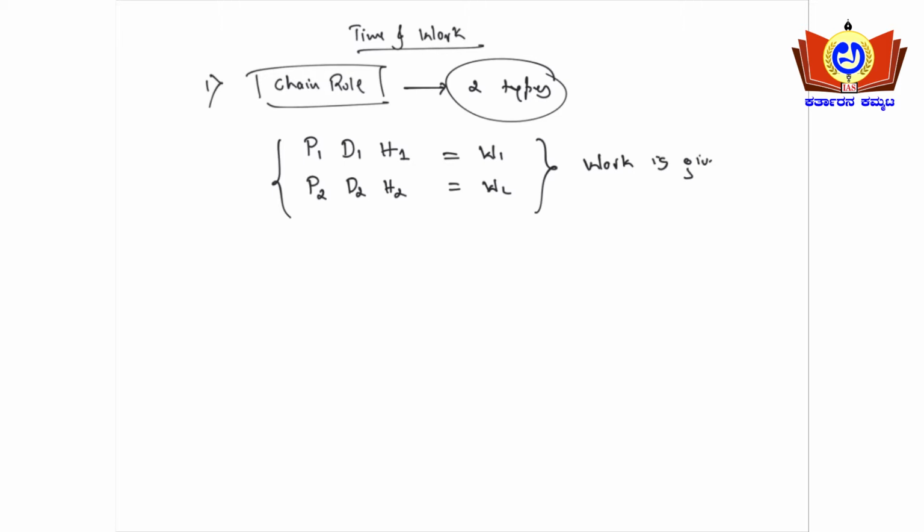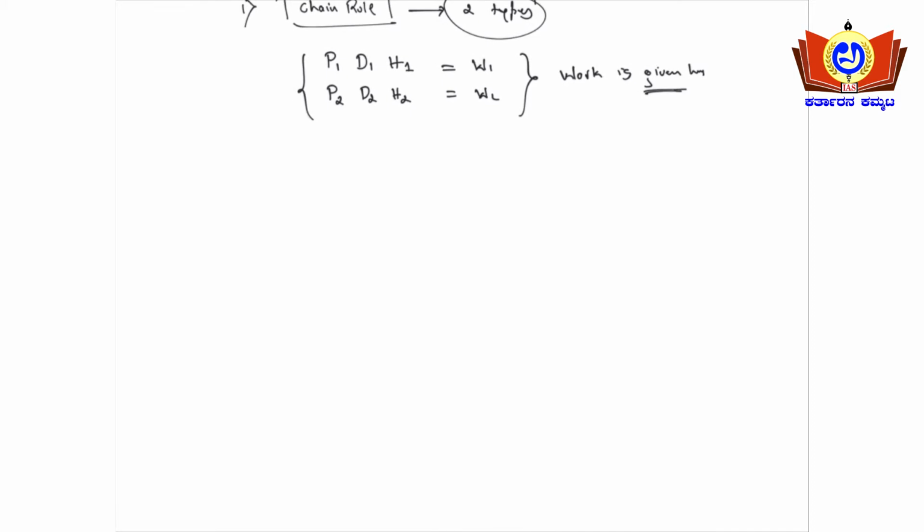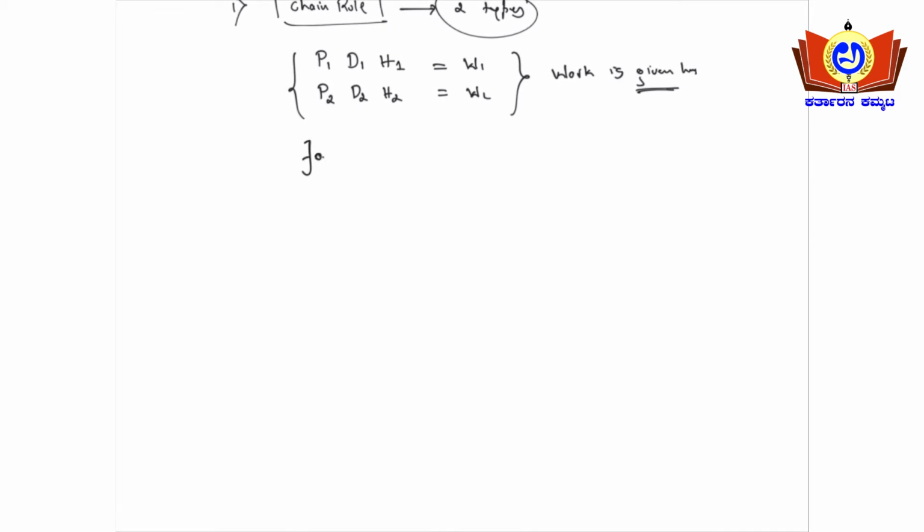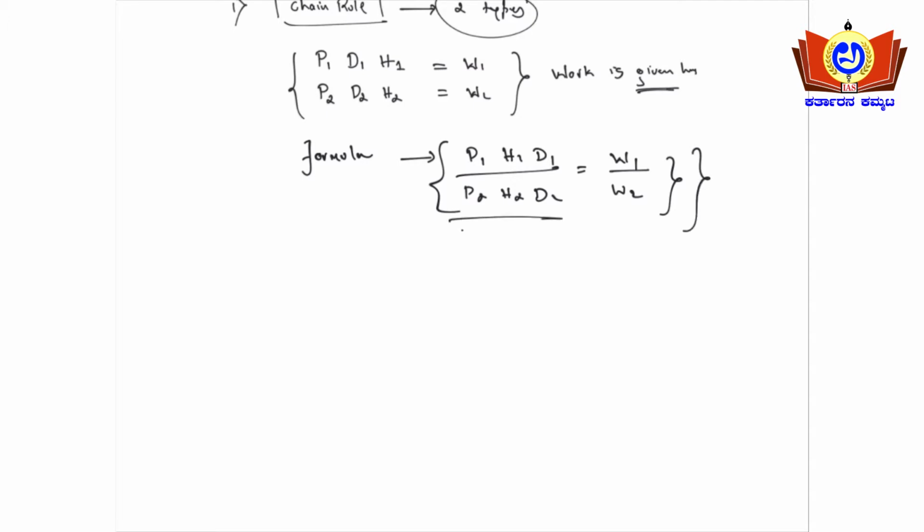In this type of problem, when work is given, the formula will be P1 H1 D1 divided by P2 H2 D2, and that will be equated to work 1 divided by work 2. When we solve the problems, you'll get to know how to use this formula. Just for the time being, try to remember that when work is given, this formula is applied.